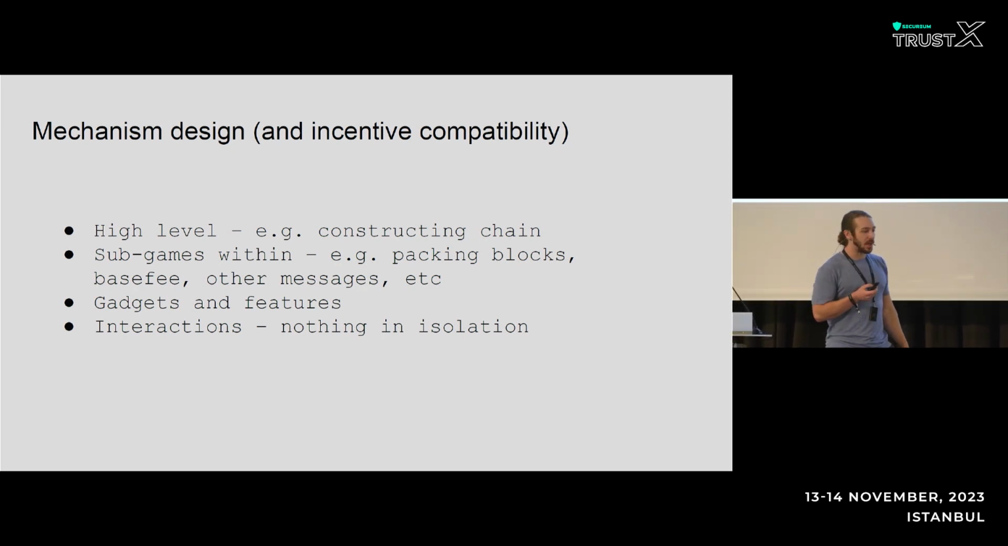What can I put in a block? What are some of these other things, like base fee, in relation to it? What are my payouts? What other messages can I include? All of the gadgets and features, including even the EVM, that interact. All these things interact. Nothing's really in isolation.